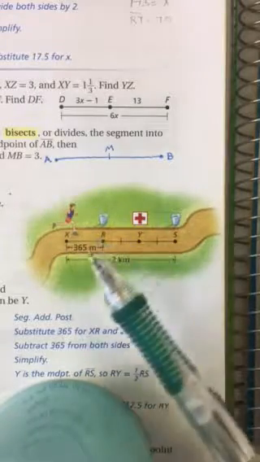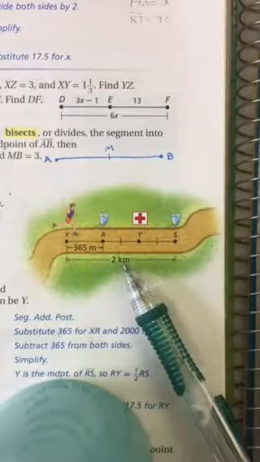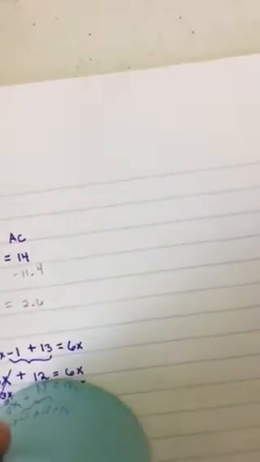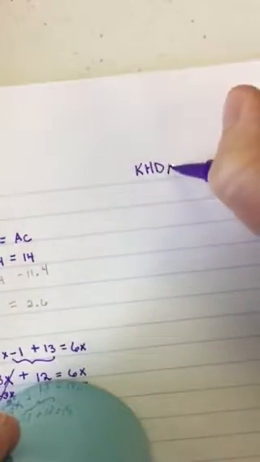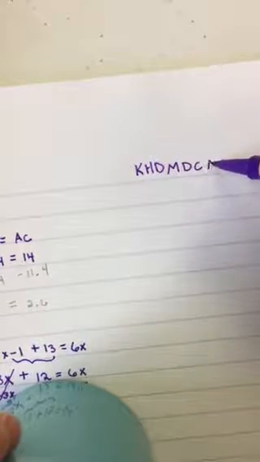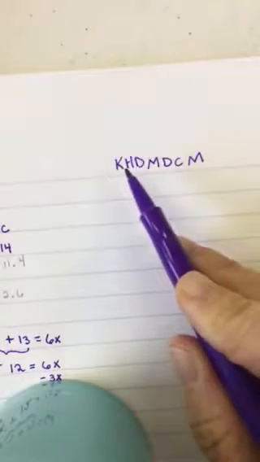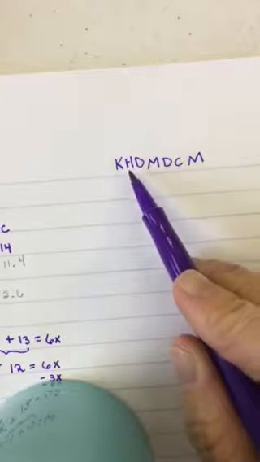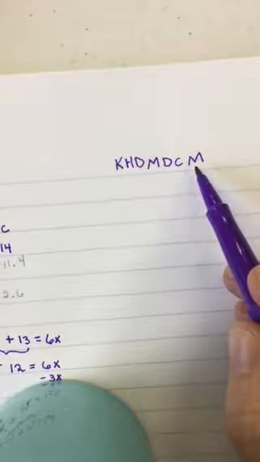The first thing we need to realize is that we cannot do a math problem when we have part of the problem in meters and part of the problem in kilometers. So you're going to need to review something with me really quickly, and that is King Henry died Monday drinking chocolate milk. This is for converting our metric measures. King Henry died Monday drinking chocolate milk. We have kilometers, hectometers, decameters, meters, decimeters, centimeters, and millimeters.